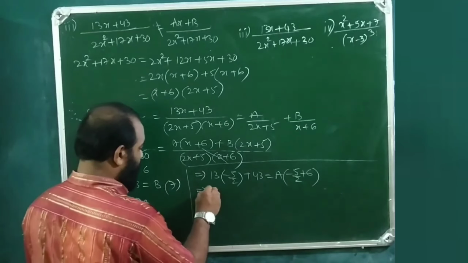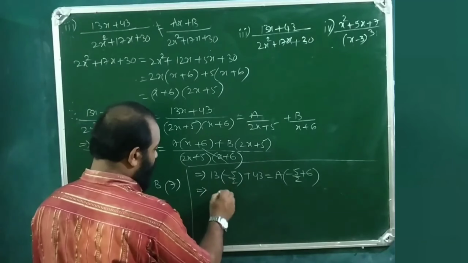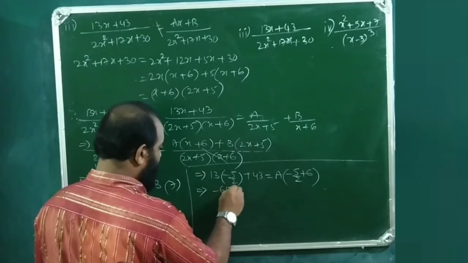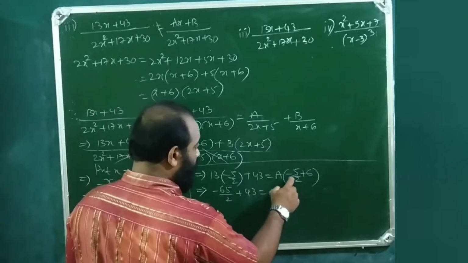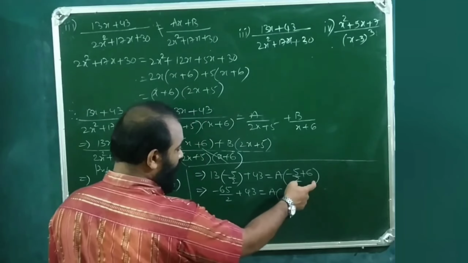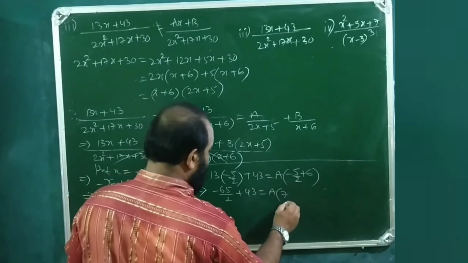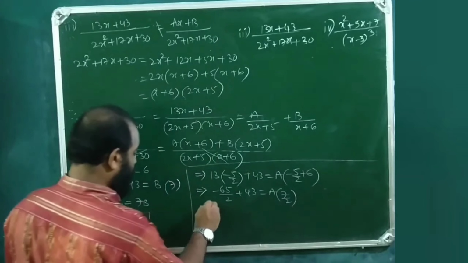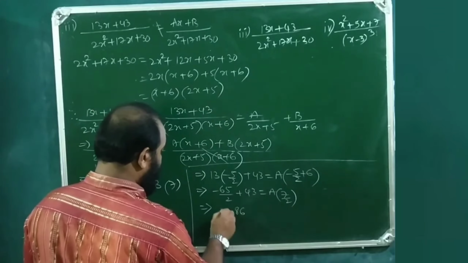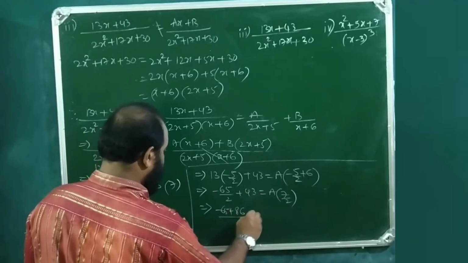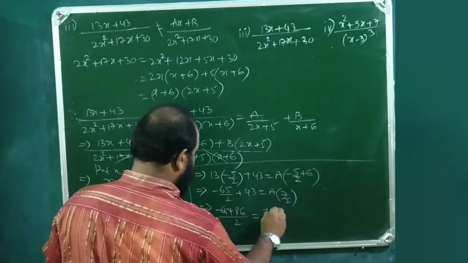So this is equals to minus 13 5s are minus 65 by 2 plus 43 is equals to a into minus 5 plus 2 6s are 12. 12 minus 5 is 7 by 2. This is equals to 2 3s are 6, 2 4s are 8, minus 65 plus 86 by 2 is equals to 7a by 2.